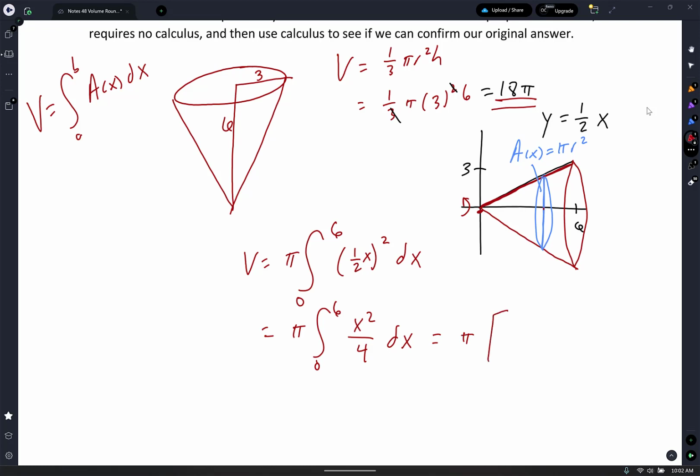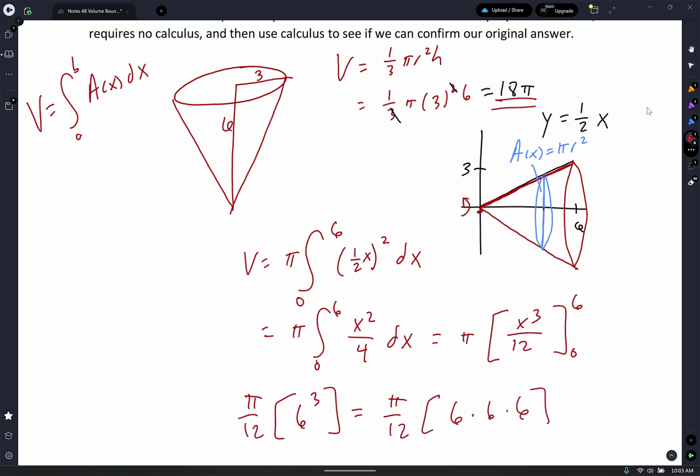Pi on the outside, and I could have factored out the 4, but no big deal. The antiderivative is x to the third power over 4 times 3, which is 12. I'm going to factor out the 12. So pi over 12, bracket, 6 to the third, close it. Some of you may know what 6 times 6 times 6 is. I just kind of do this: pi over 12 times 6 times 6 times 6.